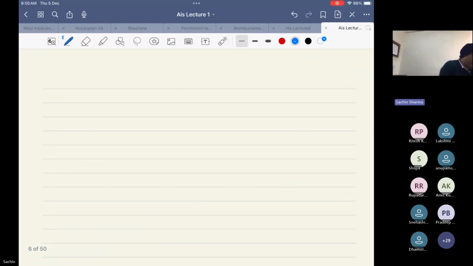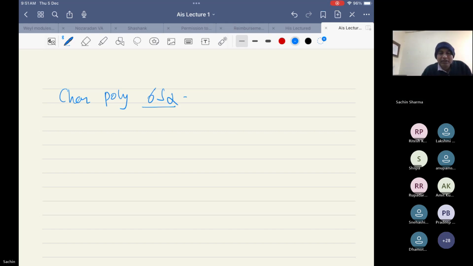Yeah. So what will be its characteristic polynomial? Anybody? The characteristic polynomial of sigma S alpha. Audience? X minus 1 to the power of whatever the size is. It will be this.